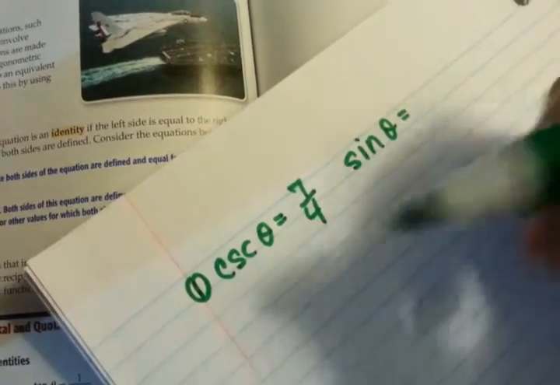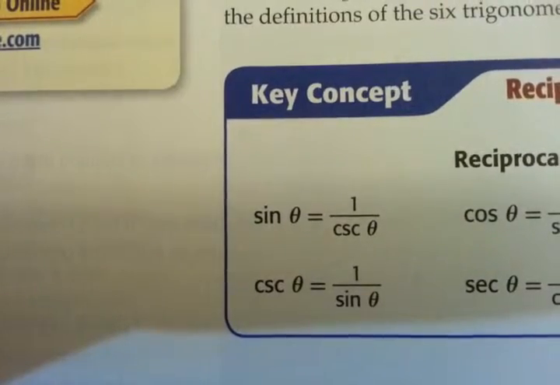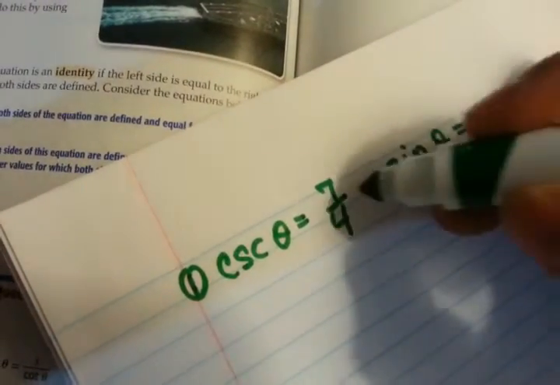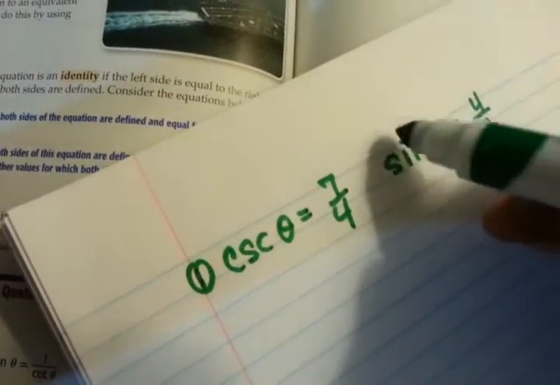The first thing I need you to realize is that the cosecant and the sine are reciprocals of one another. So that means that all you have to do is flip. The 7/4 becomes 4/7. And that would be the answer.